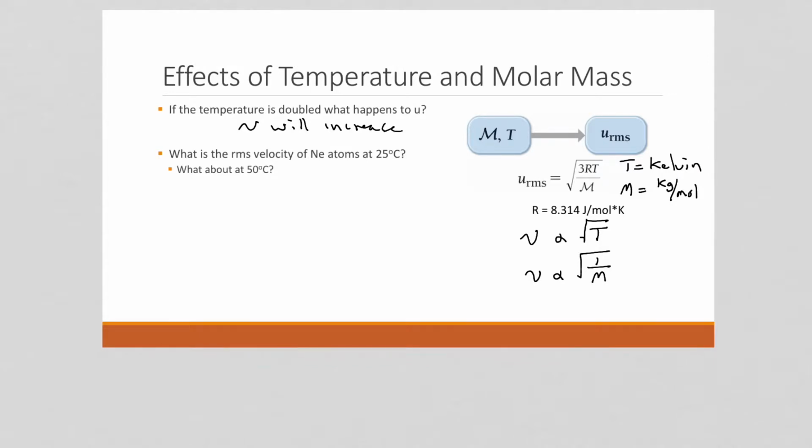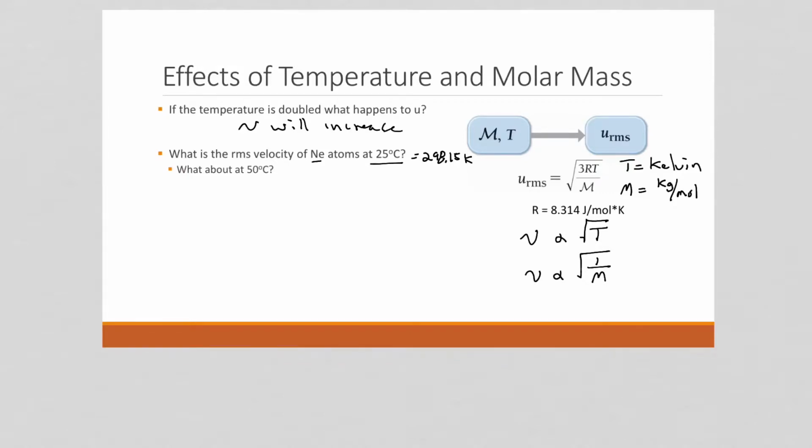Now, what about we actually calculate some stuff? I'm just going to do one of these. I think that'll be enough. But we could go ahead and do different temperatures. So let's say we wanted to calculate the root mean square velocity of neon at 25 degrees Celsius. Well, first thing is we need to understand that 25 degrees Celsius is really 298.15 Kelvin. So we're going to convert to Kelvin temperature.